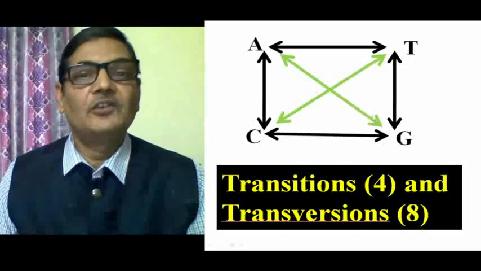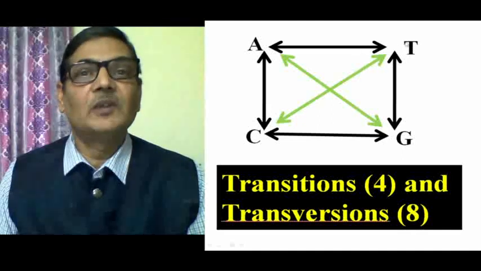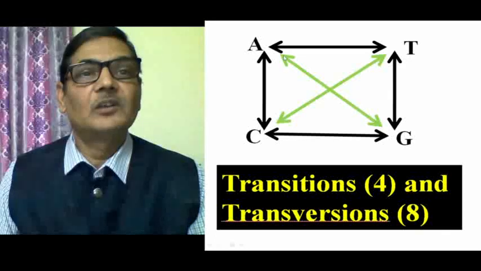See, A and G are two purine bases, and T and C are two pyrimidine bases. So adenine being a purine base, if it changes into another purine base like guanine, then it will be transition. And it could be vice versa, that is a guanine may change into adenine. So here this arrow is on both sides. It is indicated that A may change into G or G may change into A. So this kind of change will be transition.